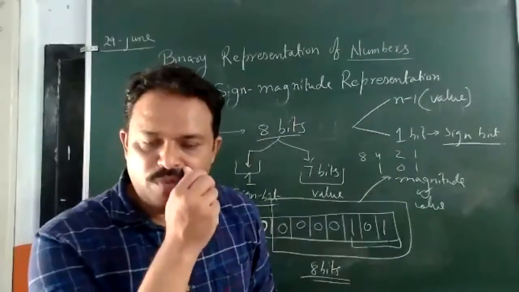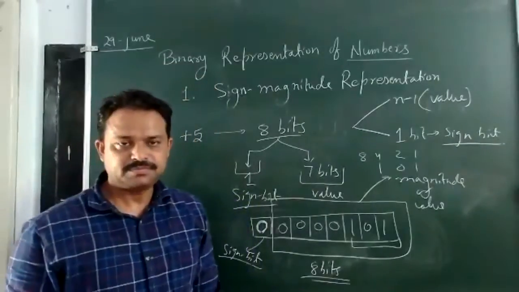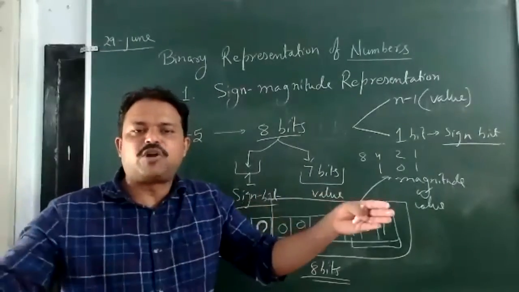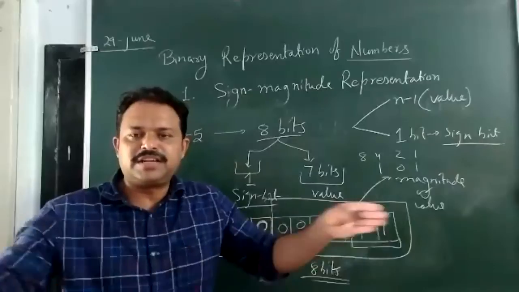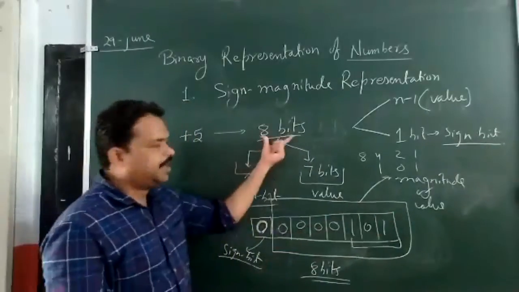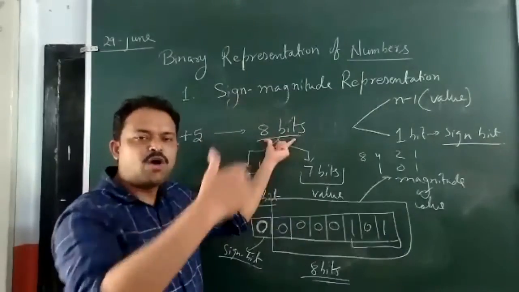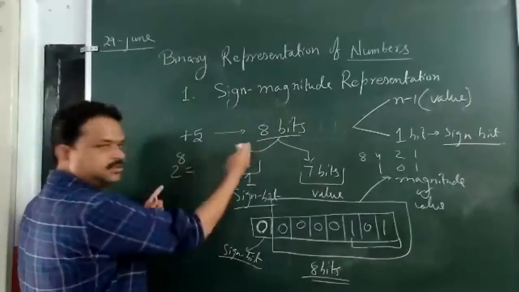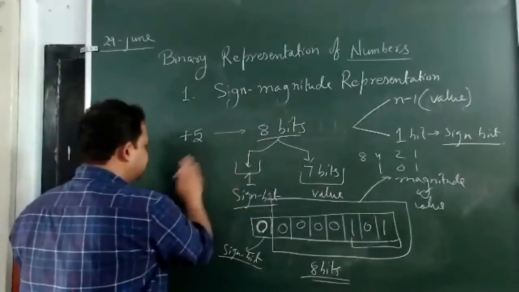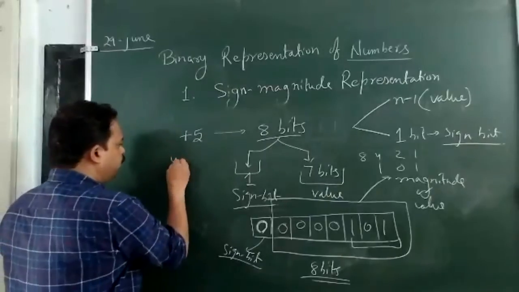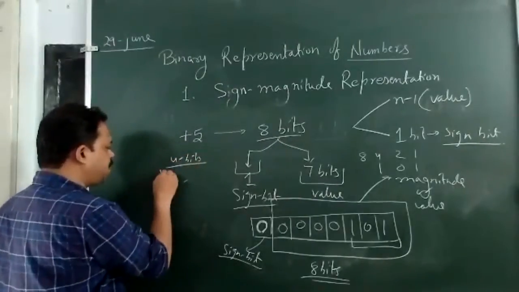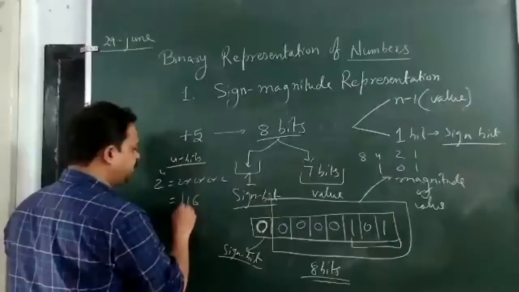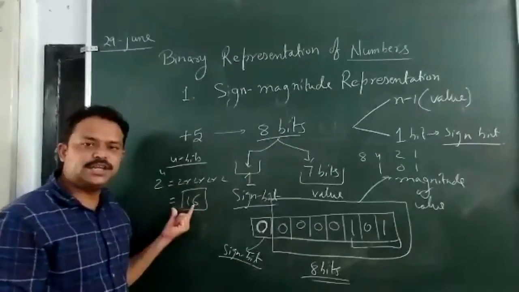Aditi is asking, sir, how will we represent 17? That is why we will increase the number of bits. Now see, I have taken 8 bits. So how many values can you represent at maximum? 2 raised to power 8. Let us take a simpler example. With 4 bits, 2 raised to power 4 means 2 into 2 into 2 into 2, which is 16. Up to 16 you can represent.